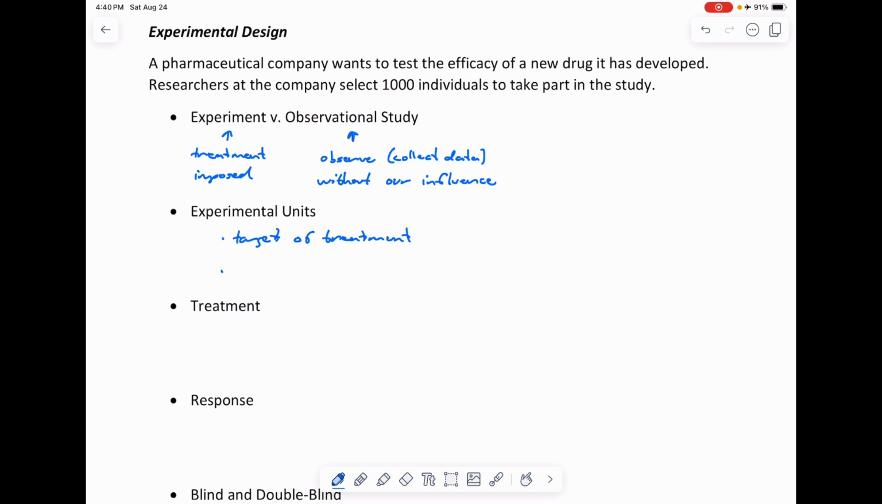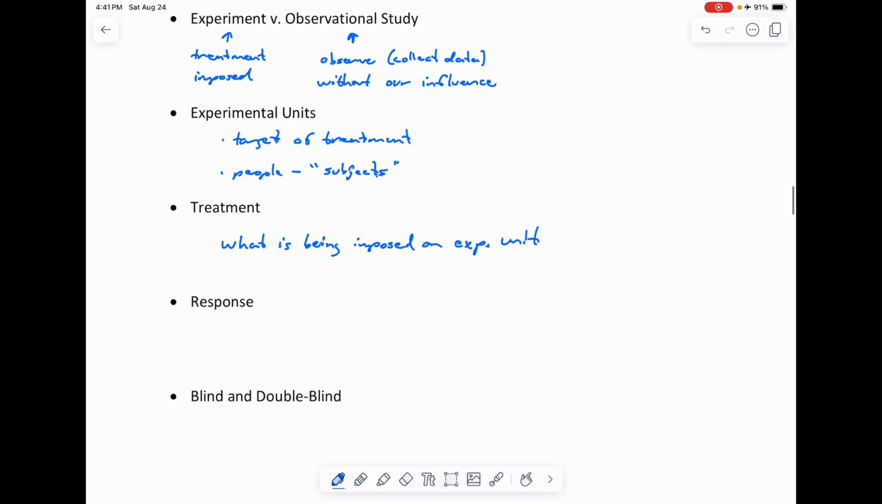When we do involve people, a lot of times we will call those people subjects. So the subjects of the study, for example, or the experiment. All right, the treatment is what is being imposed on the experimental unit. So in this case, in our example, the drug is the treatment. We're going to give the drug to one group, maybe we give a placebo to the other, but that treatment then is what we're actually giving to or doing to the person or thing in the experiment.